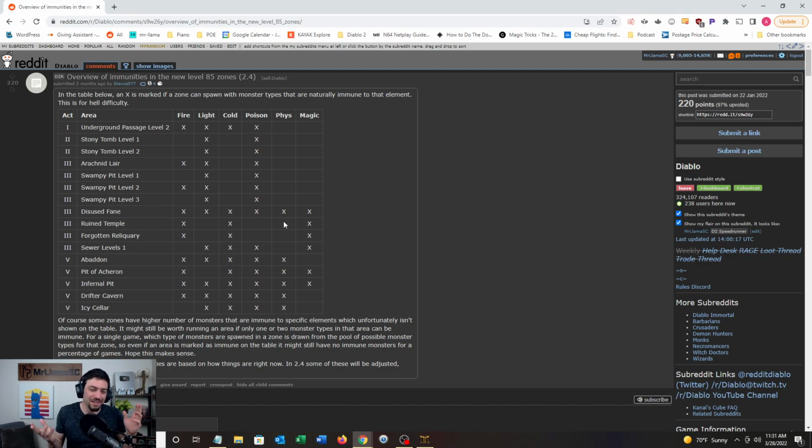First you need Infinity to break those immunities, but still, it opens up some more fire and some more cold spots, and maybe even a little bit right here at the Ruined Temple and Forgotten Reliquary for maybe a Poison Necro. Poison Necros have lower resist, so maybe they can go in a couple other of these spaces as well. That's one of those things you have to go in and test.